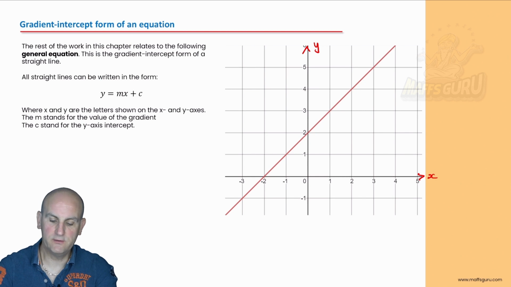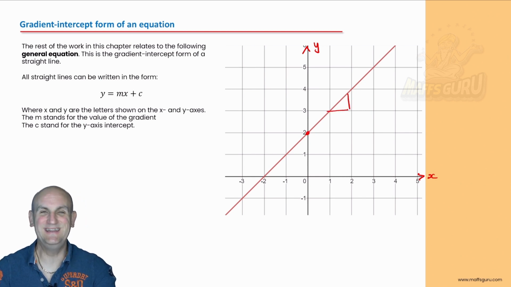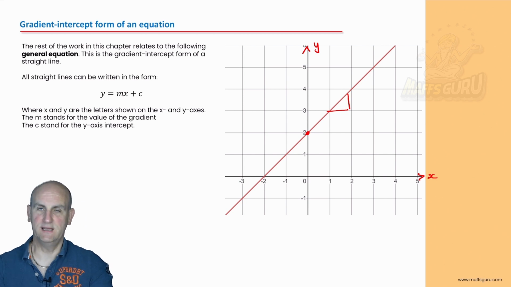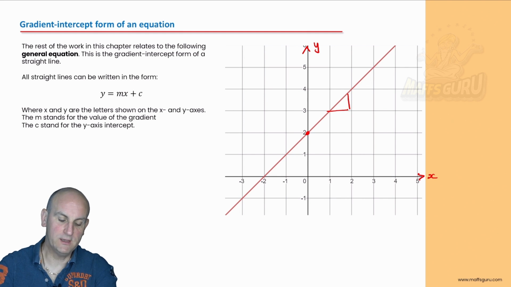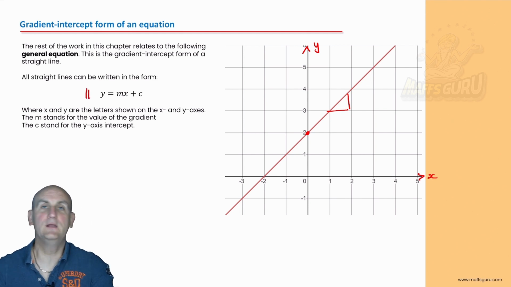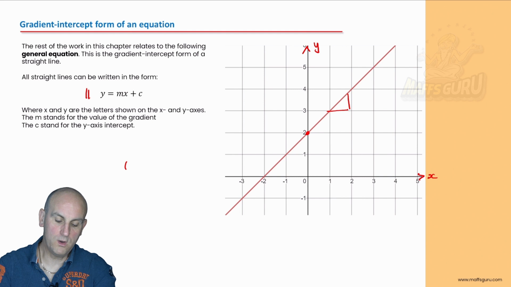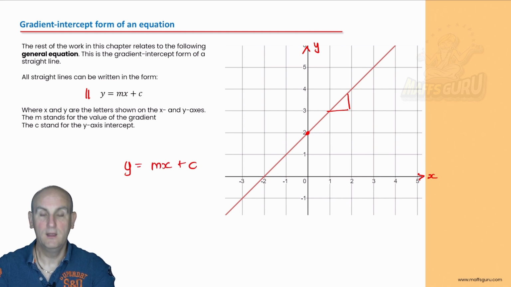What is the letter used on there? What is the value it crosses? And what is its gradient? So, to formalize this into something more posh for mathematics, we have the equation of a straight line can be given as y equals mx plus c.